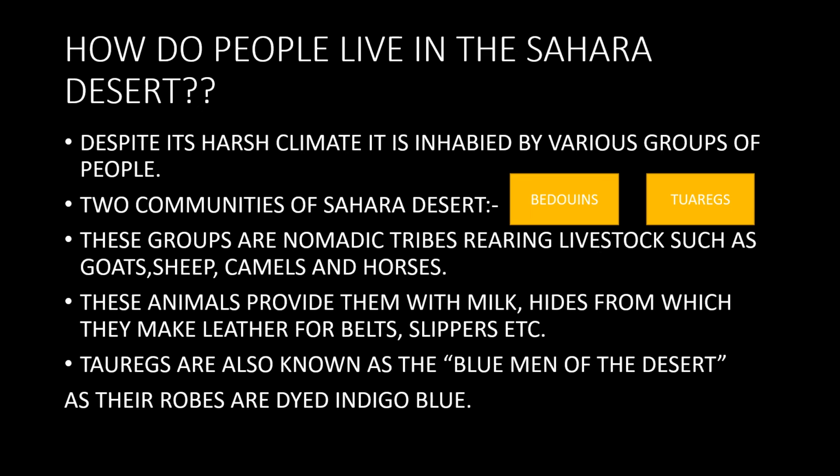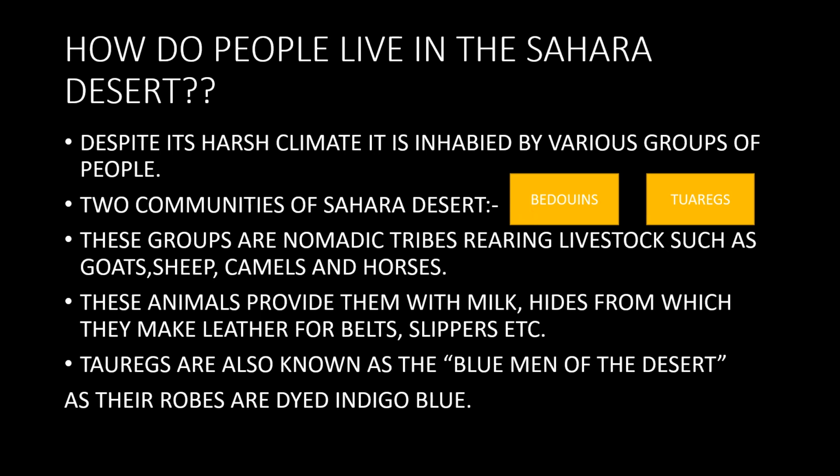These groups are nomadic tribes rearing livestock such as goats, sheep, camels, and horses. Nomadic tribes keep moving from one place to another with their animals, and they earn their livelihood by rearing livestock. These animals provide them with milk and hides, from which they make leather for belts, slippers, etc. So you know the advantages of rearing animals.